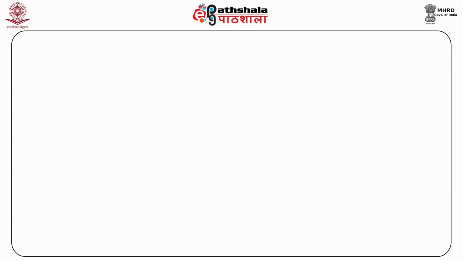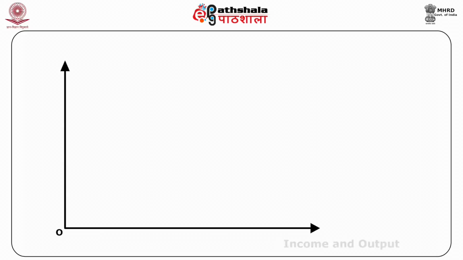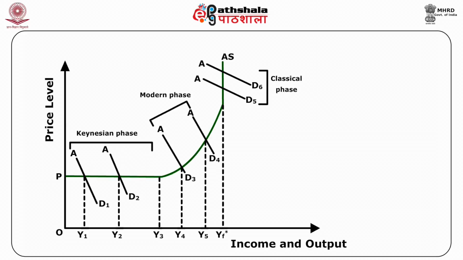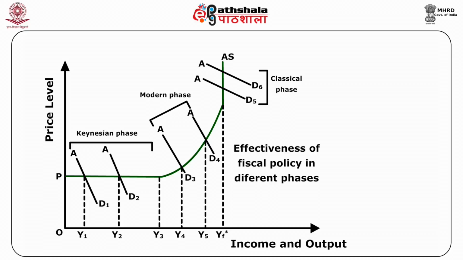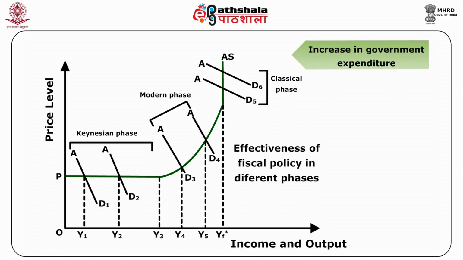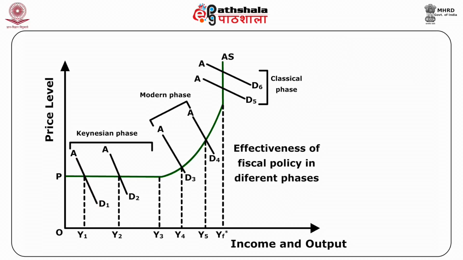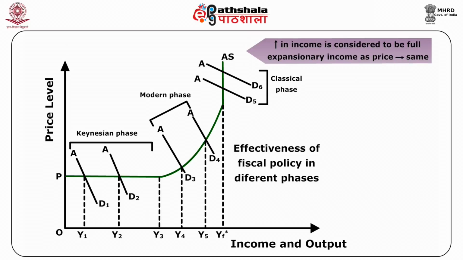Now, let us understand the classical, Keynesian, and modern phases of effectiveness of fiscal policy. In the given diagram, income and output is represented on the x-axis and price level is represented on the y-axis. AD and AS are the aggregate demand and aggregate supply curves respectively. Due to the increase in government expenditure, AD1 shifts rightward to AD2 and income increases from Y1 to Y2. Here AS is a horizontal straight line. This increase in income is considered to be a full expansionary income as price remains the same.